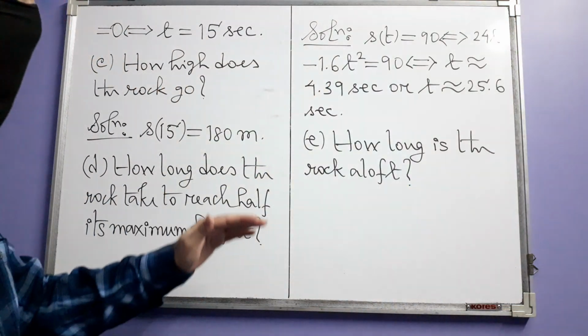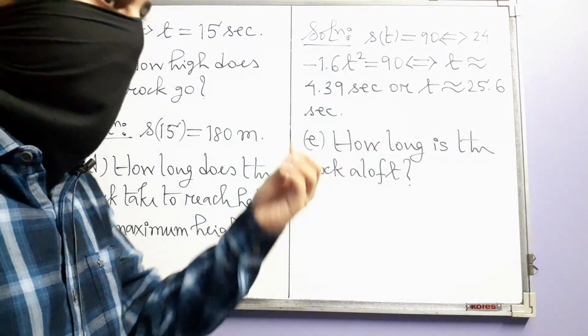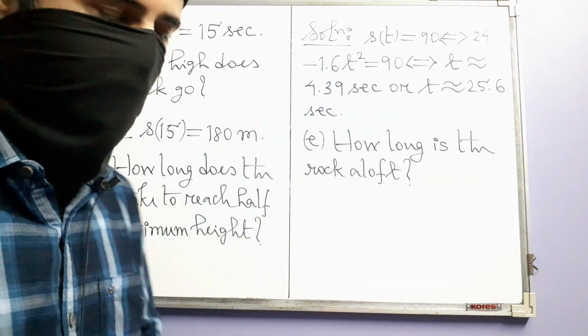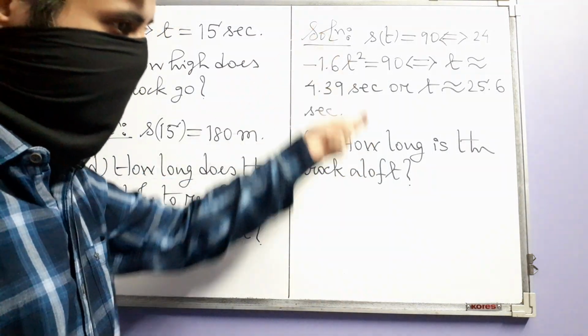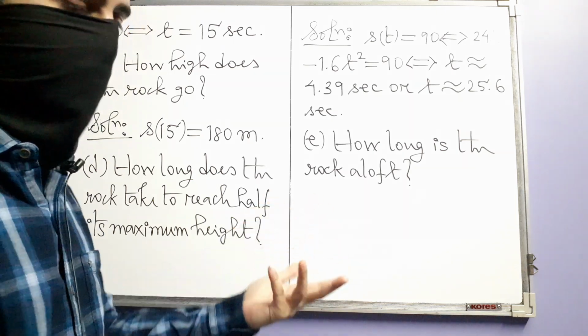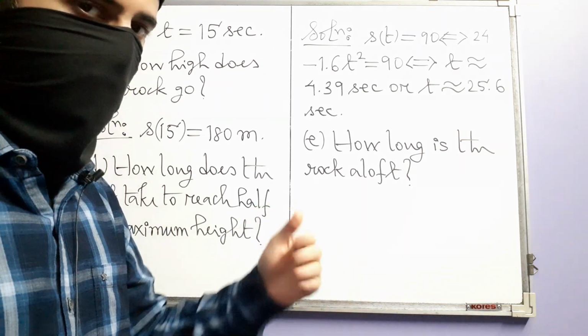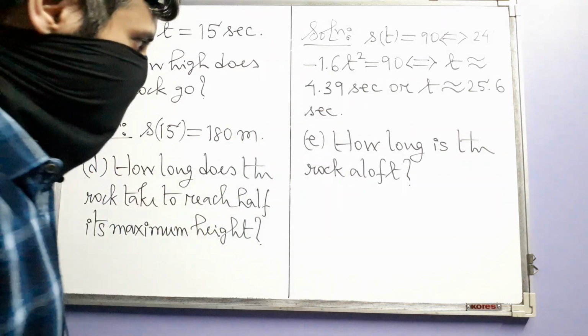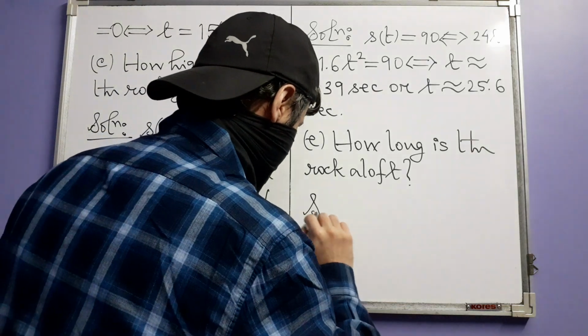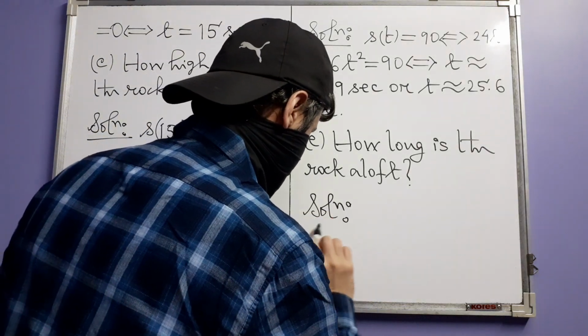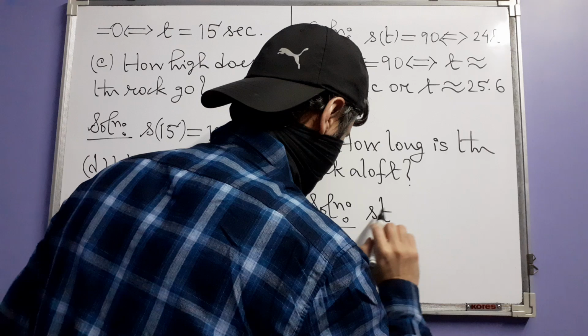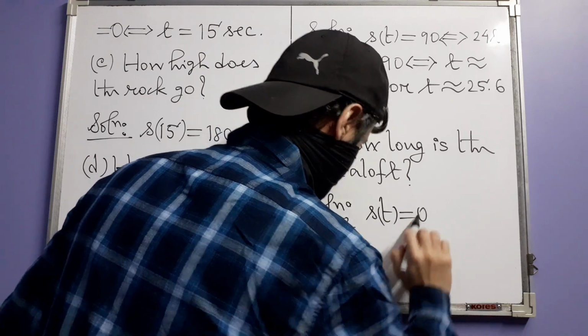Aloft means for how long is it in air? Okay, so it goes up and then comes down. What's the time that it will take to make that complete journey? For that, you have to solve this equation.